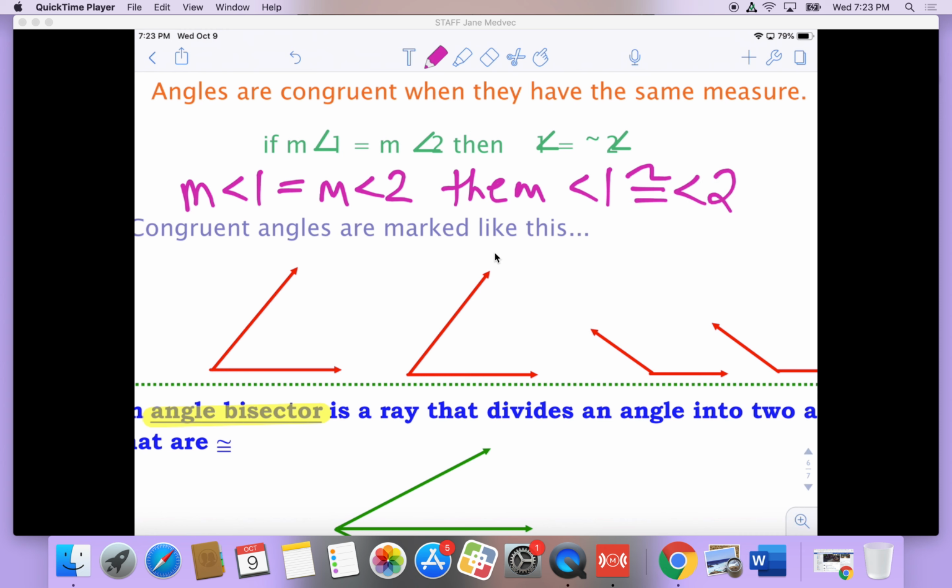And we talked about this before, that when we talk about measure, you'll notice an M here and an M here, we're going to use equality. But when we just have the angles, we're going to use congruence. And we've talked about that before. If you look back, I believe it was in section 2, we talked about that.